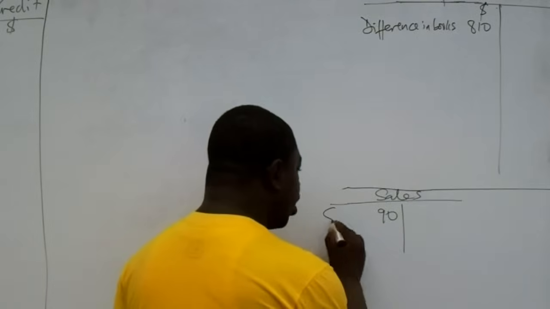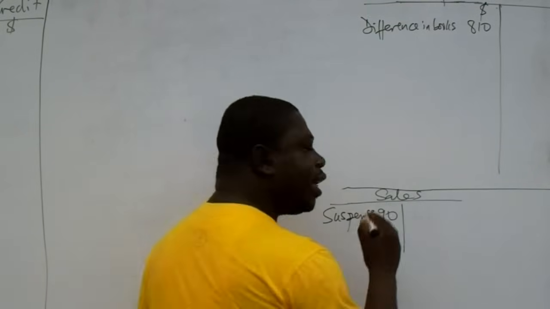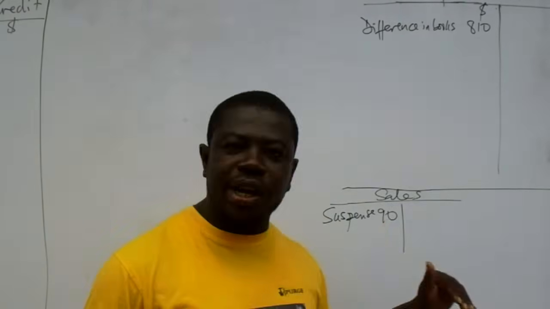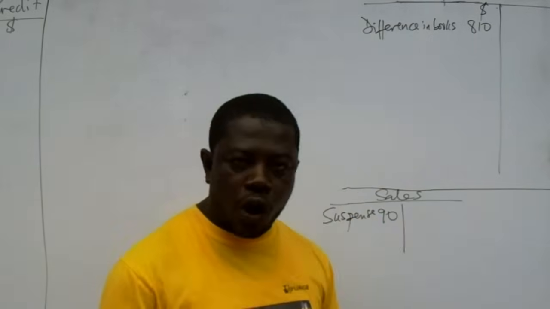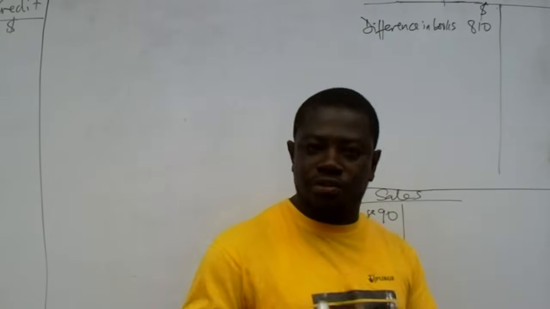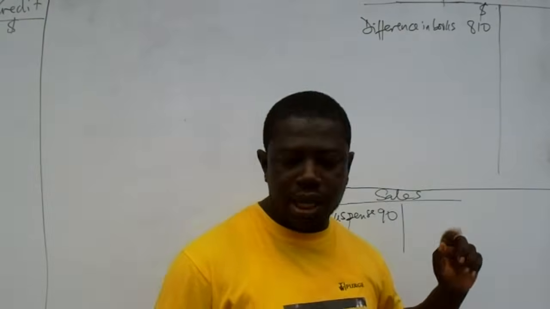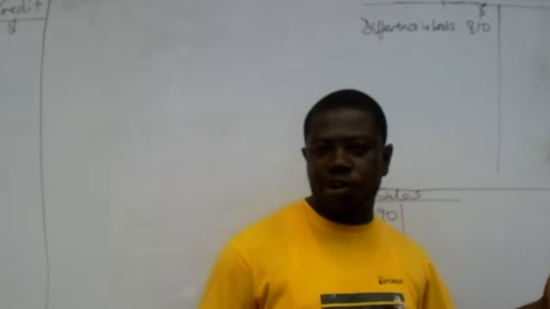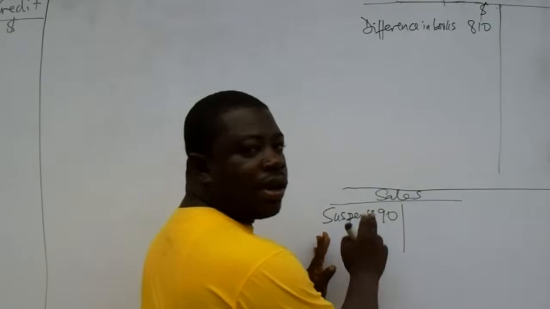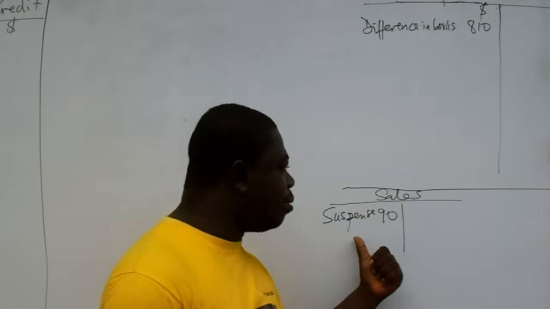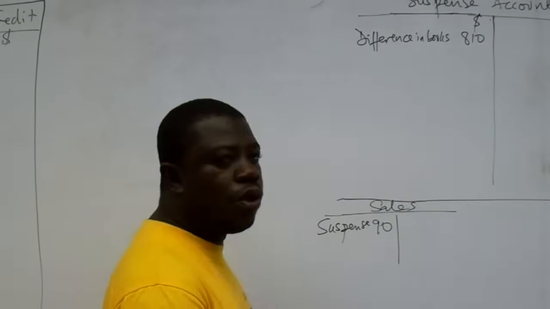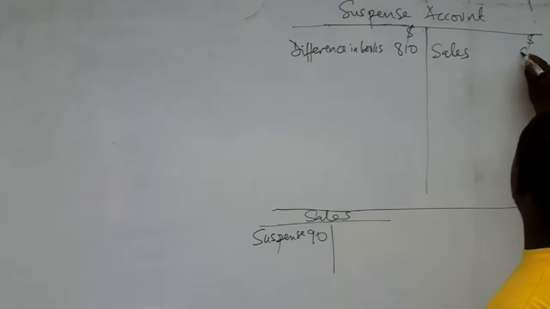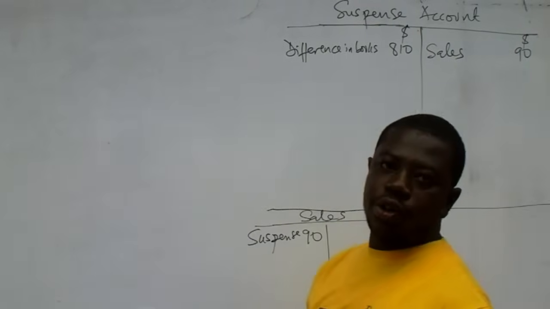And so we are going to call it suspense. We are calling it suspense for two reasons. One, because this error affects the agreement of the trial balance, and all errors that affect the agreement of the trial balance will have to go through the suspense account. Two, we are naming it suspense because there is no other account to do the corresponding entry. So I debit sales and call it suspense. And because every debit entry must have a corresponding credit entry, I'm going to credit the suspense account, in the name of sales, $90.